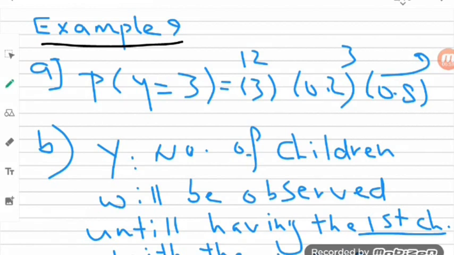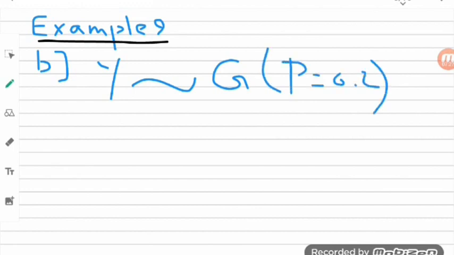According to what we have learned, y in this case follows the geometric distribution. We define the geometric distribution with only one parameter, which is the probability of success. We can say G with probability of success p equal 0.2. Fine? So all we need now is to find the probability that y equal 12.